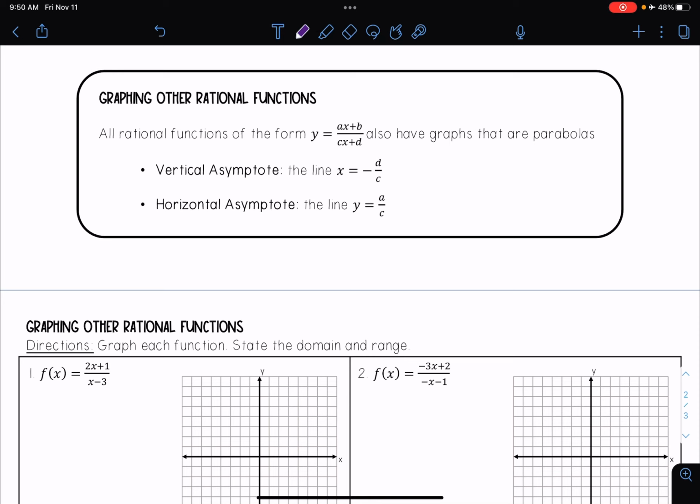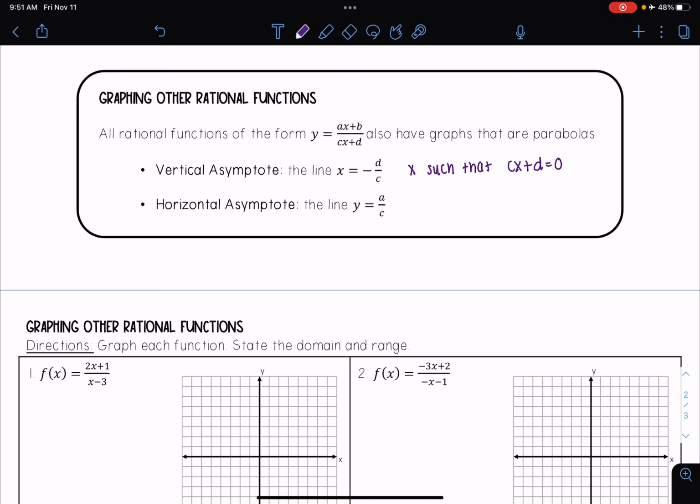For the vertical, it's going to be the line x is equal to negative d over c. So in other words, it's the value of x such that cx plus d is equal to 0. And so if you solve that, you end up with the answer negative d over c. So in other words, you're just going to set the denominator equal to 0, and that x value, when you solve it, is going to be your vertical asymptote.